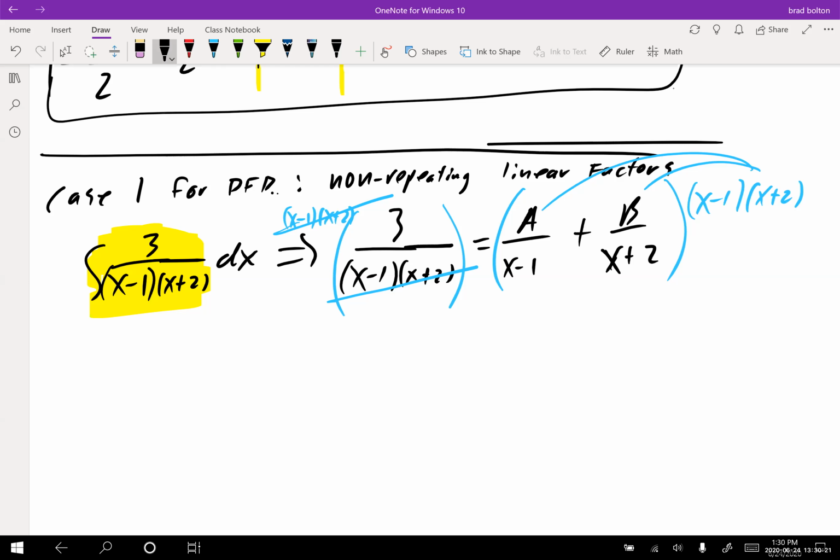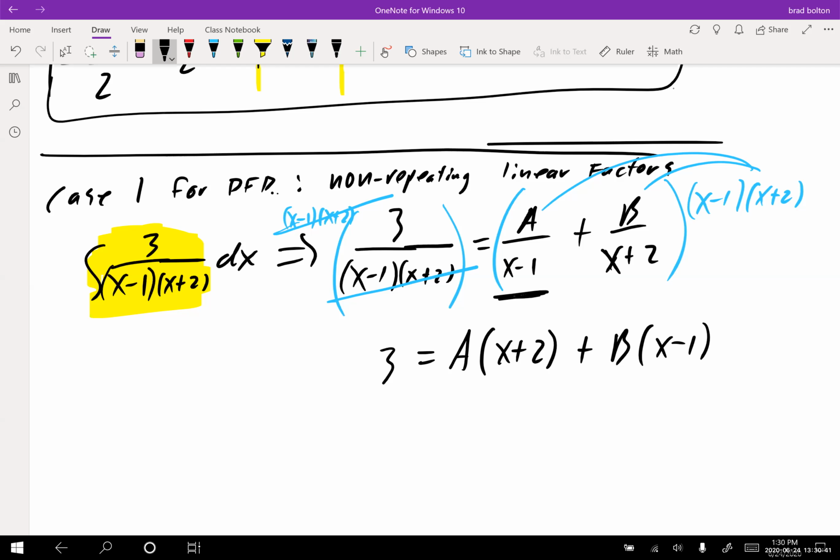So whatever we cancel doesn't actually cancel for both of them. It only cancels for one. So when we do x minus 1, x plus 2 times this guy, we're going to be left with a times x plus 2 because the x minus 1's cancel. This one will be left with b times x minus 1 because the x plus 2's cancel.